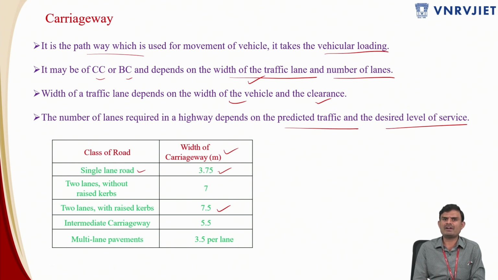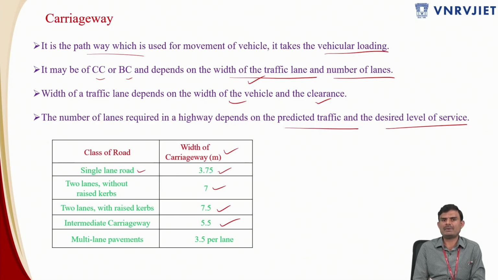So for which you are going to provide 0.5 meter. That is nothing but 0.25 meter extra on either side. So that is why you are going to have 0.5 meters extra in terms of a 2-lane road with raised curbs. But when you don't have raised curbs, it is only 7 meters. And for an intermediate carriageway, you can predominantly see this in village roads where you don't have a single lane road and you don't have a 2-lane road either. You are going to have an intermediate carriageway, that is nothing but 5.5 meters. And beyond 2 lanes, you have to provide a width of 3.5 meters for each and every lane. That is nothing but 3.5 meters per lane.